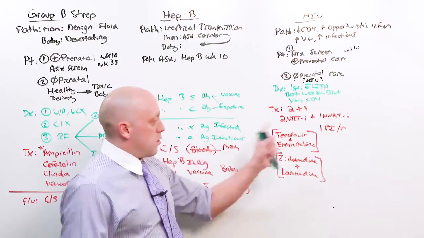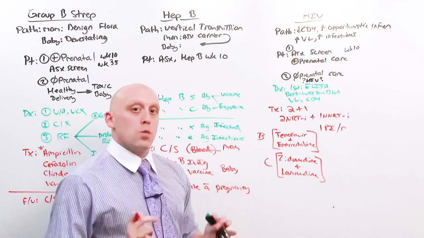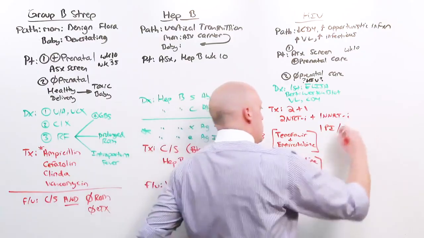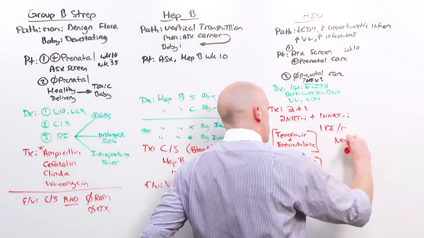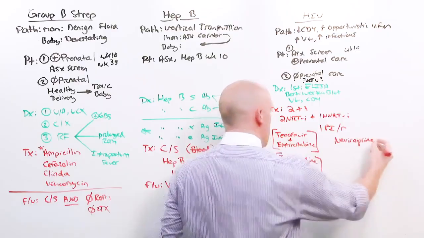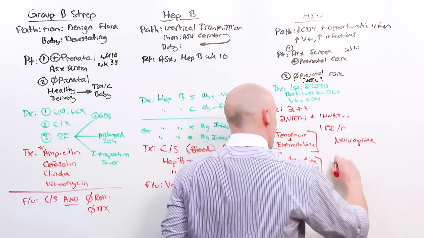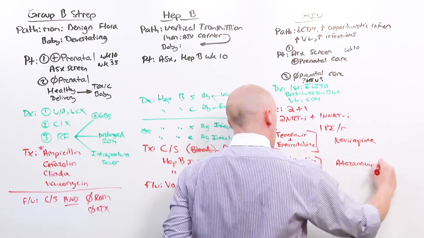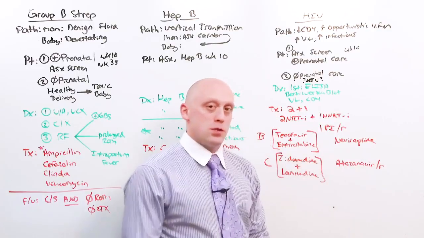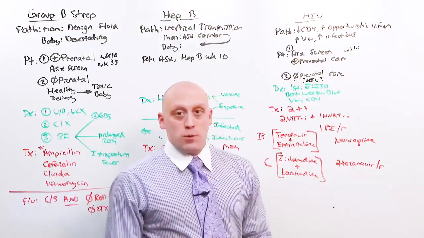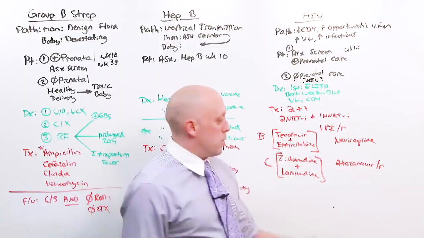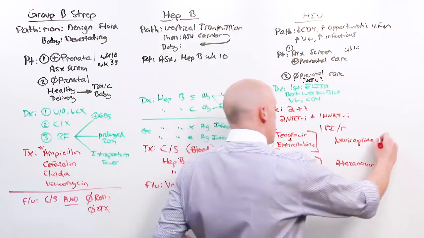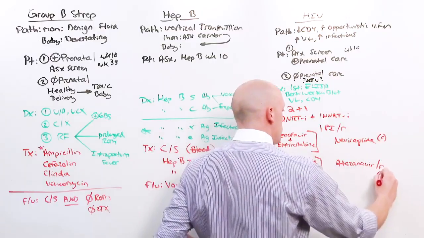For the NNRTIs and the PIs, I want you to remember only 1 medication for each. For the NNRTI, it's nevirapine. And for the protease inhibitor, it is atazanavir, boosted with ritonavir. Are there other classes you can use? Yes. Can you use them in pregnancy? Yes. What I want you to remember is these are the ones you want to look for. Nevirapine being class C, and atazanavir boosted with ritonavir being class B.